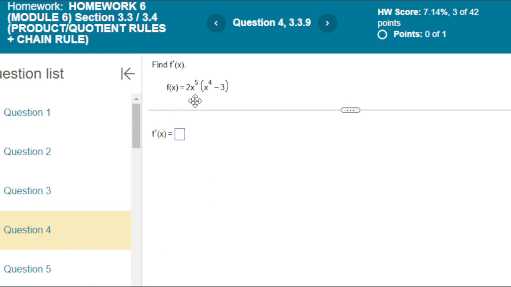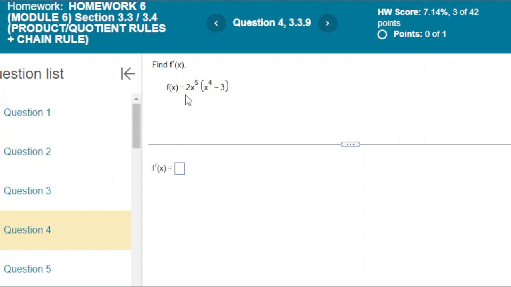Okay, now this one is similar. We have a product of two functions, so we're going to do the first function times the derivative of the second. By the way, there's another way that you could do this one. You could just distribute it ahead of time and take the derivative. In fact, let's do it both ways.